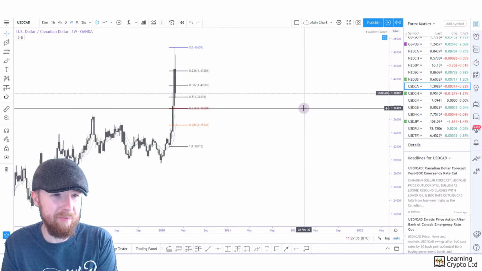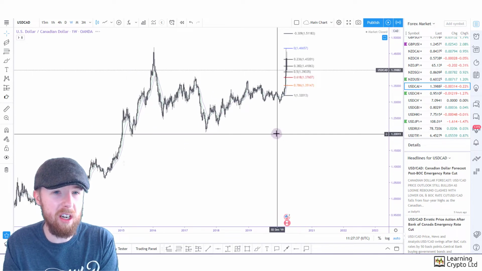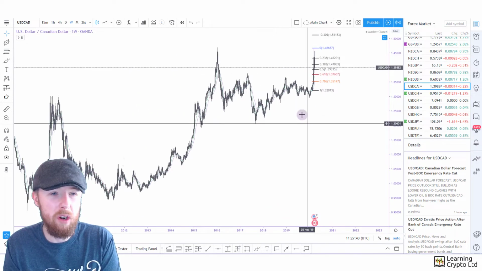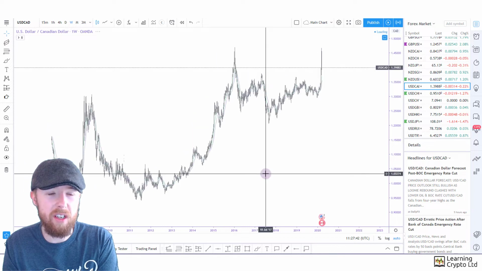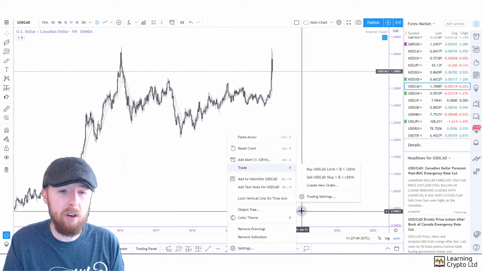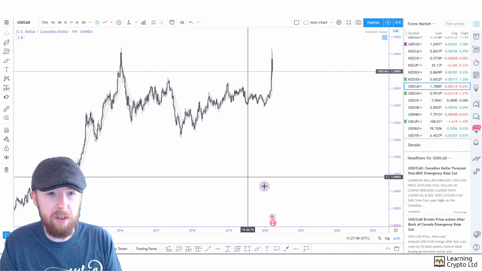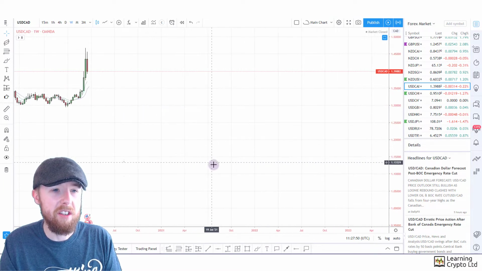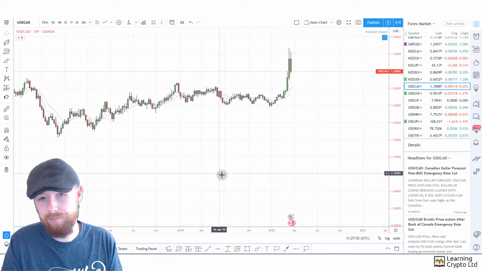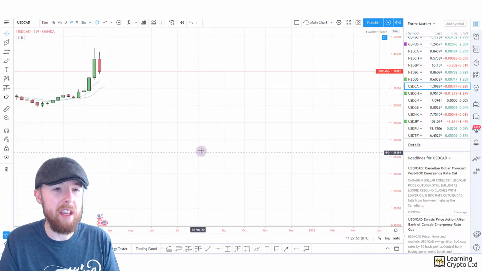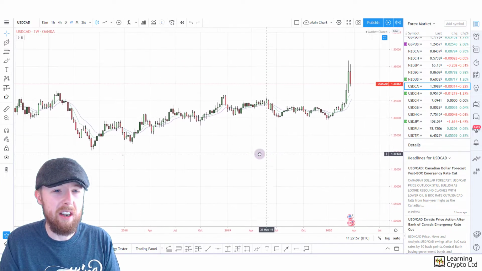USD CAD. I've not really looked at this. I've done a little bit of a fib point on this, but we're going to wipe out the drawings and make this all default as well. Let me put some nice colours on here. Shall we just go Hitman colours? Yeah. So, normal psychology. You always get the red and green candles, don't you?